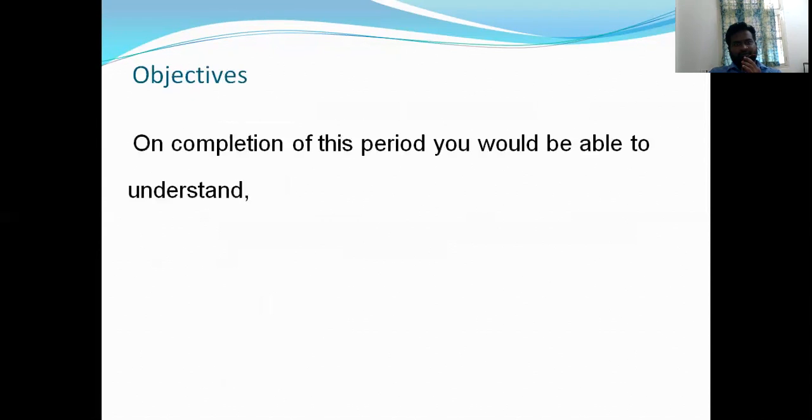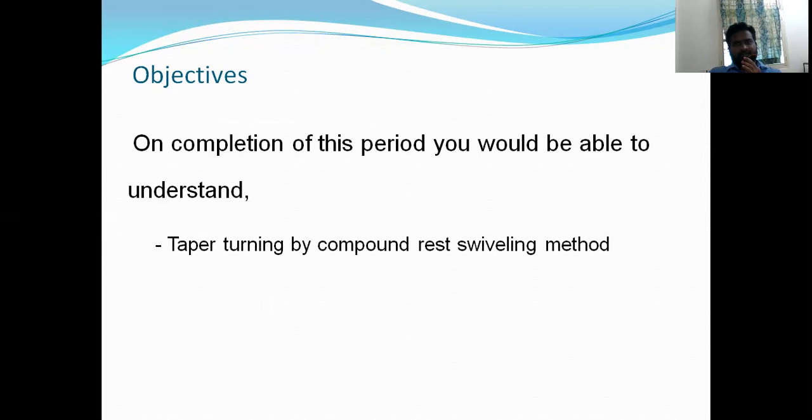Now today we are going to discuss the taper turning methods. In taper turning, we have different types of methods. We know what is taper turning, right? Taper turning means producing conical surfaces on the workpiece. That process is called taper turning. We know that for producing tapers, we need some inclination angle, right? Because of that angle, we are producing the taper shape.